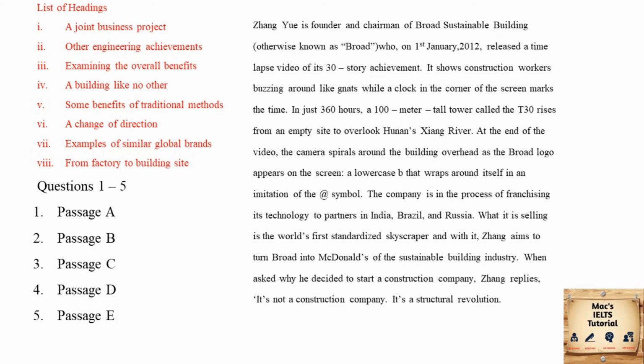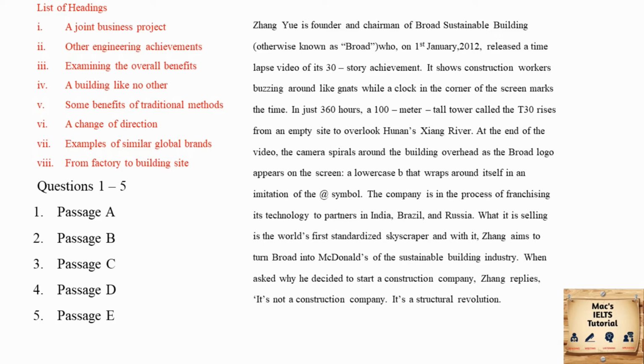Zhang Yue is founder and chairman of Broad Sustainable Buildings, otherwise known as Broad, who on 1st January 2012 released a time lapse video of its 30-story achievement. It shows construction workers buzzing around like gnats while a clock in the corner of the screen marks the time. In just 360 hours, a 100-meter tall tower called the T30 rises from an empty site to overlook Hunan's Xiang river. At the end of the video, the camera spirals around the building overhead as the Broad logo appears on the screen, a lowercase b that wraps around itself in an imitation of the ant rate symbol.